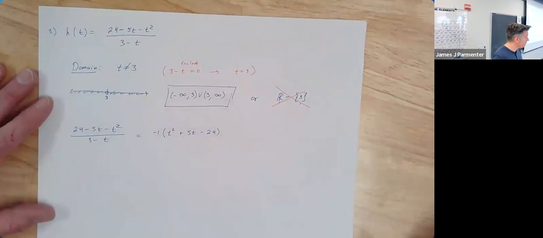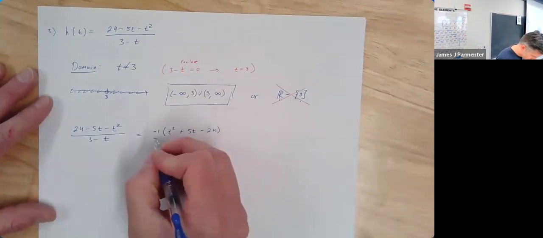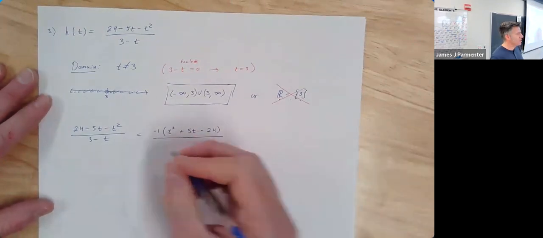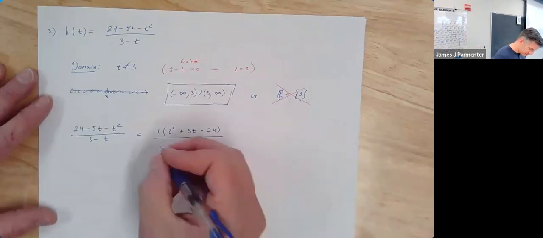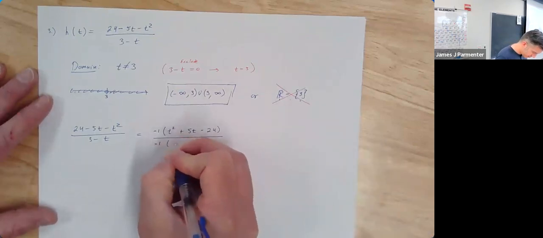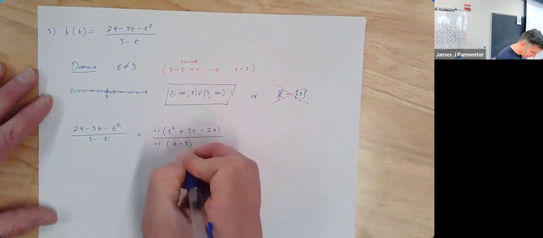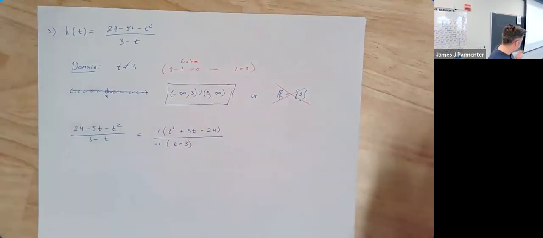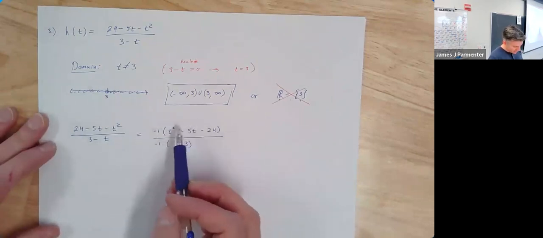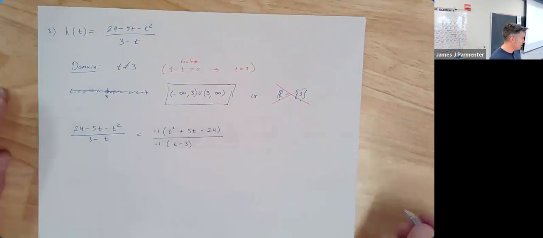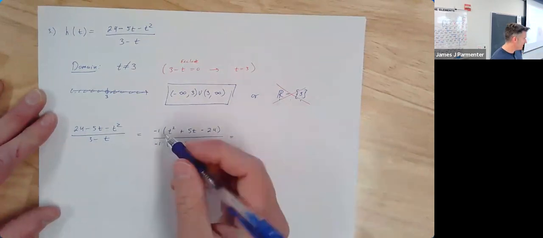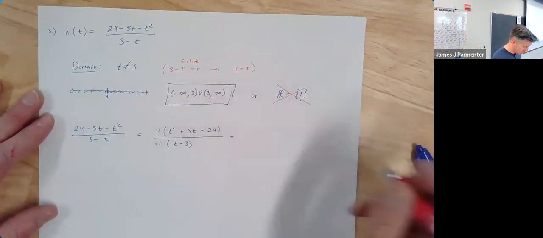And I might as well do the same thing on the bottom. The reason I'm really doing this is I know what's going to happen. I'm going to write this as -1 times t minus 3. And hopefully you all agree with me that I have the same thing as I had before. It looks a little different, but it's still the same. And now it's much easier for me to see how this t squared plus 5t minus 24 factors. In fact, I could even cancel the -1 if I really wanted to. I do want to.